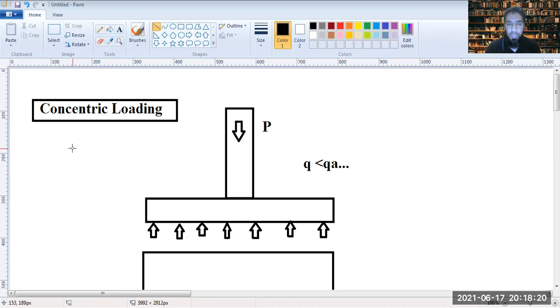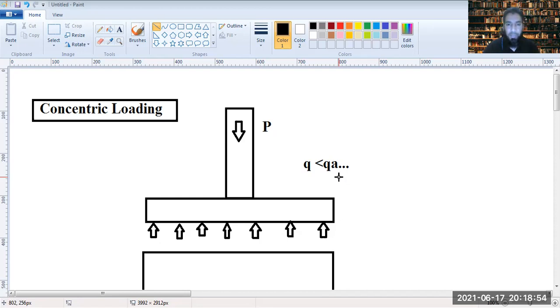So till the last lecture, what we were discussing was about the concentric loading. And what we discussed is that if the load P is coming from the columns onto the isolated footing, and we say that the stresses that develop due to the soil pressure onto the rigid foundation, or the rigid footing, which we are actually assuming it to be rigid, is Q, and that Q has to be less than QA, where QA is the allowable soil pressure.